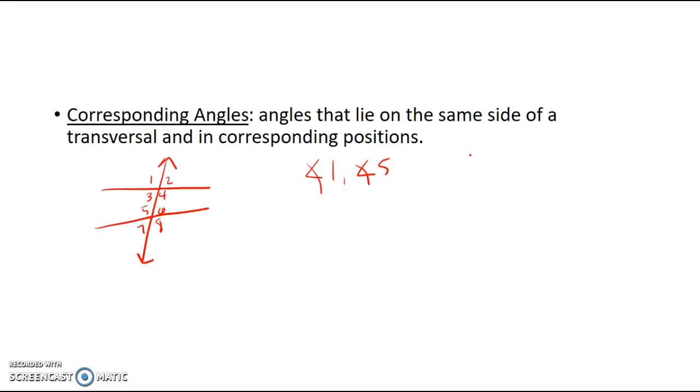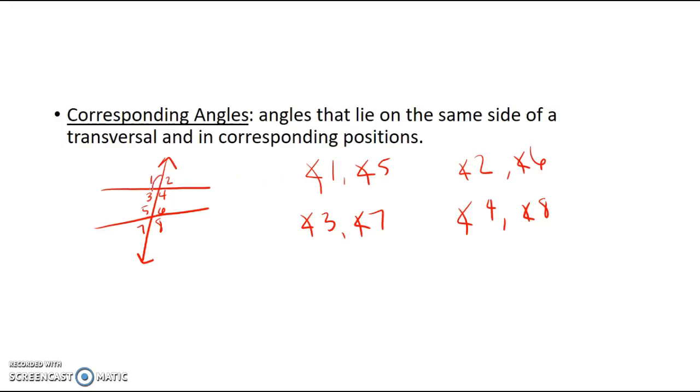So this is top left, and this is top left of its line when we're just looking at their lines. So another pair would be angle 2 with angle 6, because they are both to the right of their transversals, and again, both on top of the line. Another set of corresponding angles would be angle 3 with angle 7, because they are both to the left of the transversal. They are both located below their line. And then our other set would be angle 4 with angle 8. They are both to the right of the transversal, and again, they are both below their line.